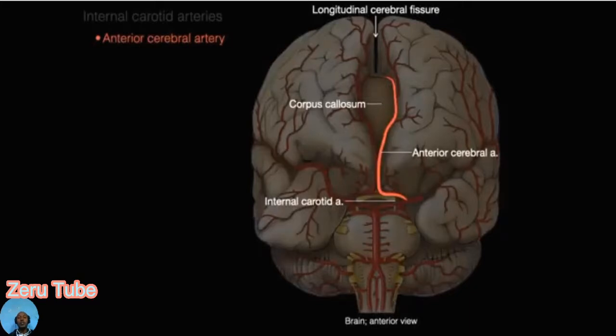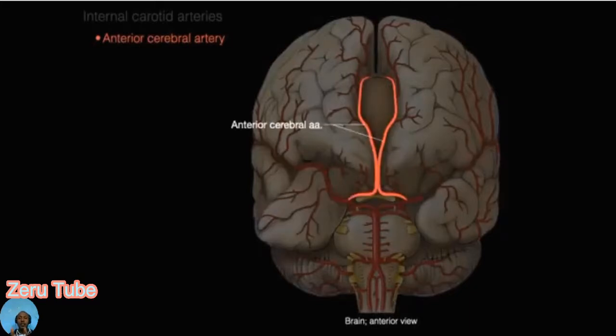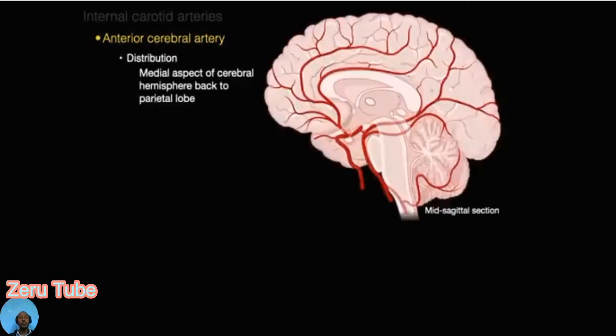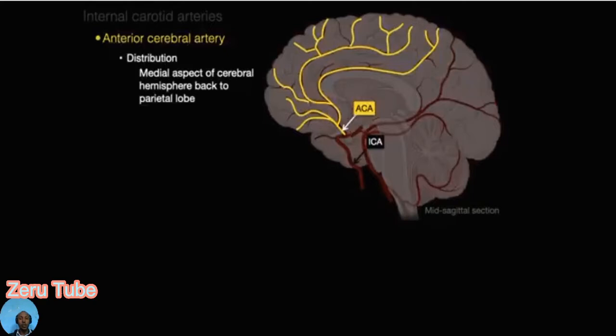blood for the brain and enters into the medial parts of the brain, and it gives distribution for the medial aspects of the cerebral hemisphere back to the parietal lobe. Mainly it gives blood supply to the medial parts of the brain. So the anterior cerebral arteries give blood for the medial aspects of the brain.